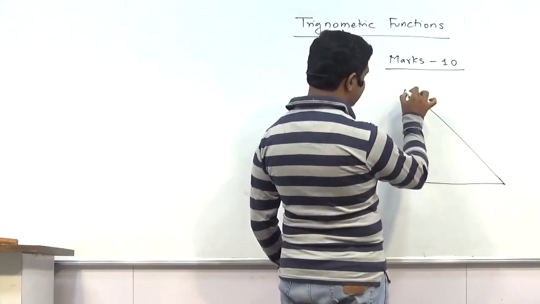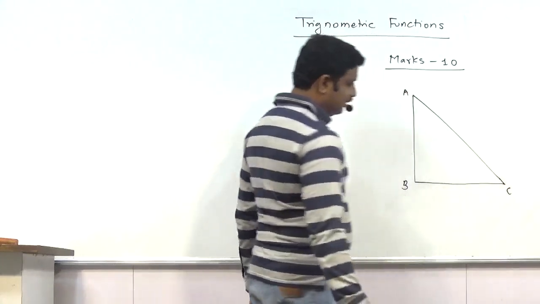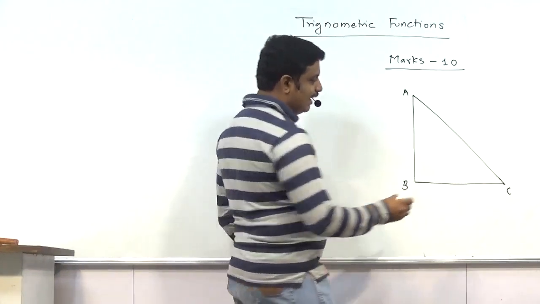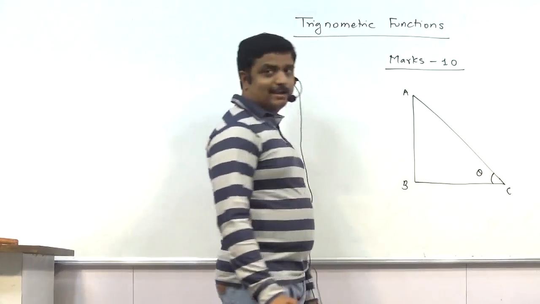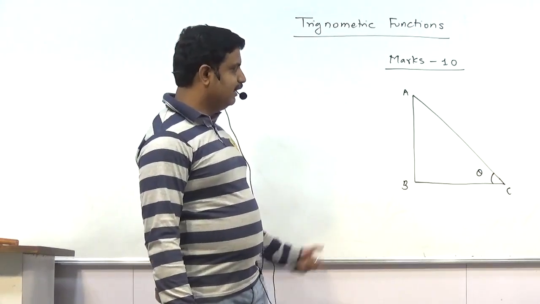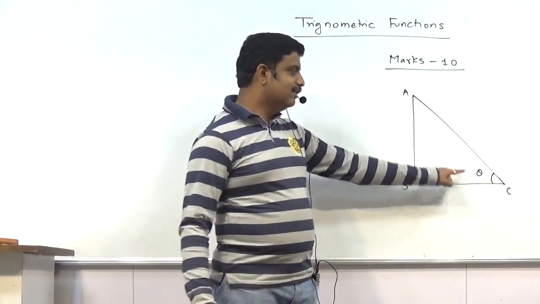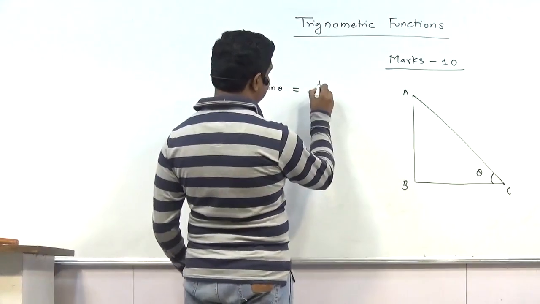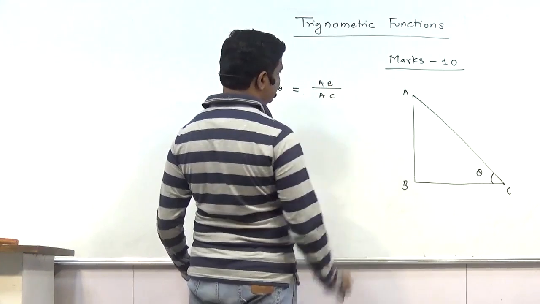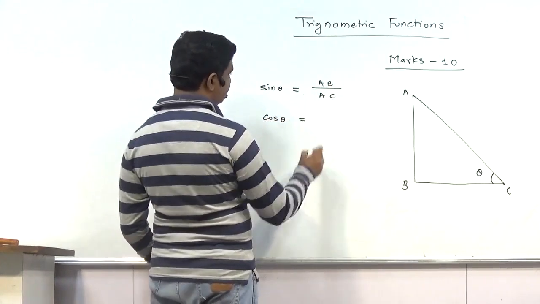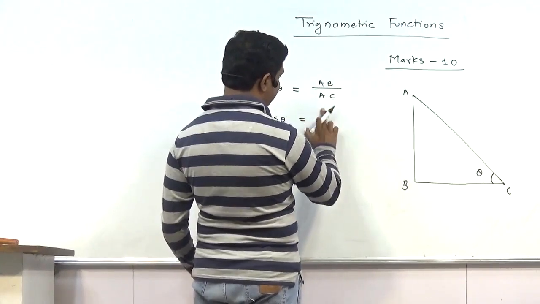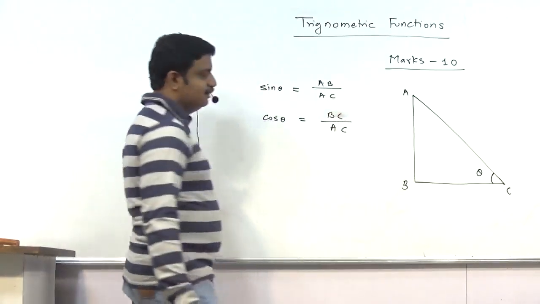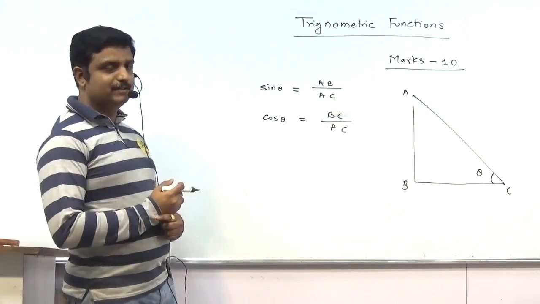Correct? So if this ABC is a right angle triangle, is it properly visible? ABC is a right angle triangle, theta is an acute angle. So we define trigonometric ratios for this acute angle theta as sine theta is opposite side upon hypotenuse. Cos theta is adjacent side upon hypotenuse. Correct? These are the two basic trigonometric functions.